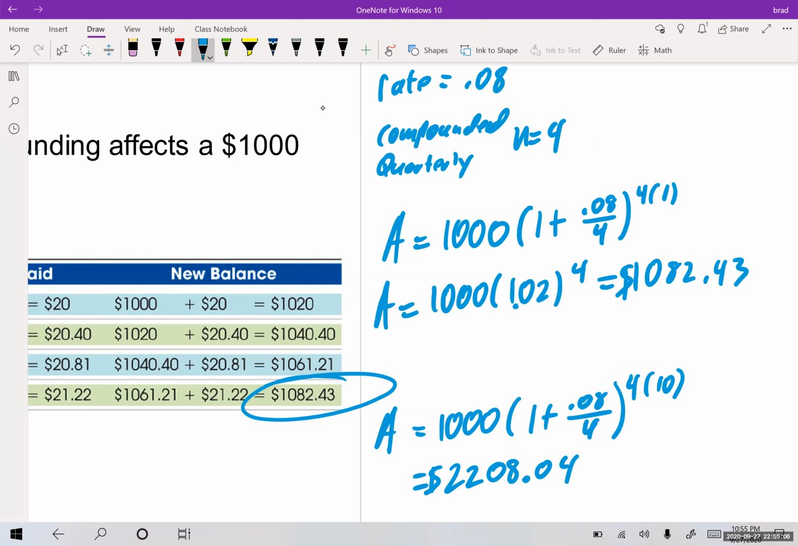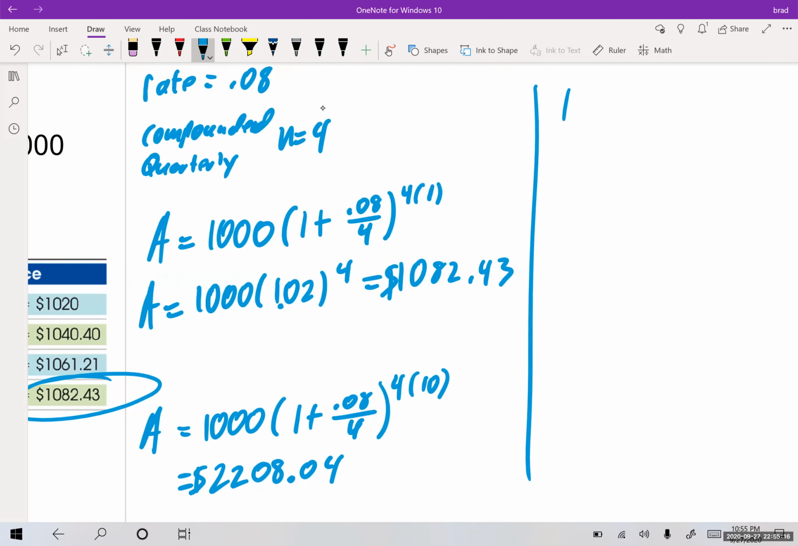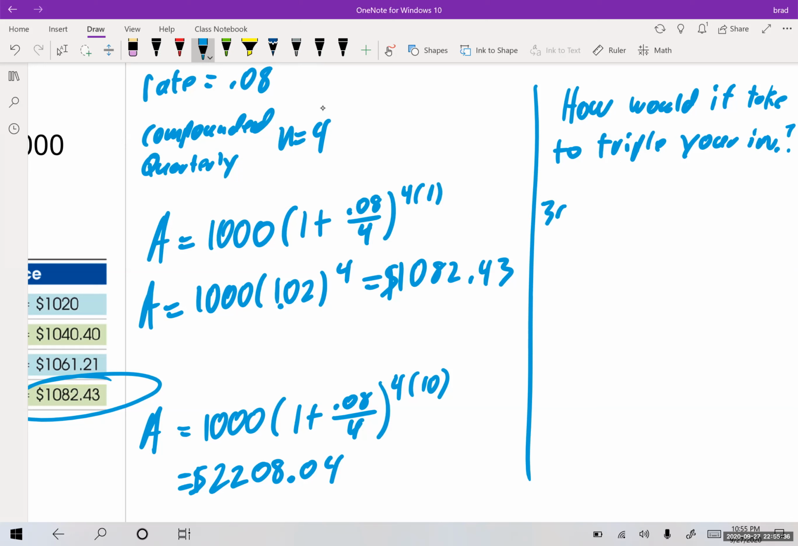Sometimes they want to know the doubling rate or the half rate, how long, for radioactive decay, but we don't really do that in this class. But for doubling, they might ask you, okay, using the same stuff, how long would it take to triple your investment? So that means I started off with 1,000 and I want to end up with 3,000. So what I'm going to do is I'm going to do 3,000 equals 1,000, right? Because they want to know how long that's going to take.